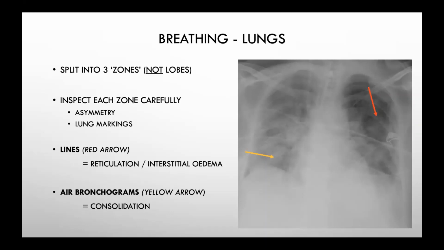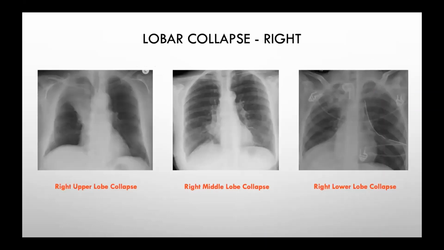The red arrow looks at some, I don't know if they project nicely, but lines which would suggest reticulation. So that could be fibrosis or interstitial edema. And the yellow arrow is pointing to an air bronchogram that would suggest consolidation. So that's when you've got alveoli filling with exudative fluid or pus, and really all you can see is the bronchiolar airways. This x-ray is actually from a COVID patient, so it's something to look out for.